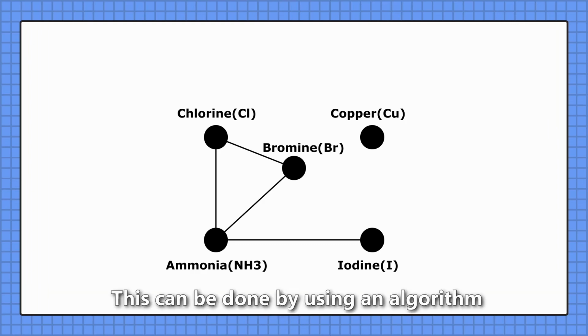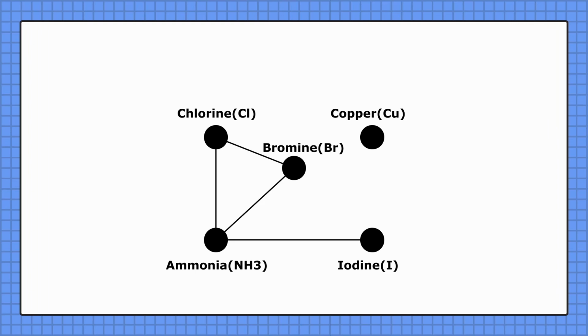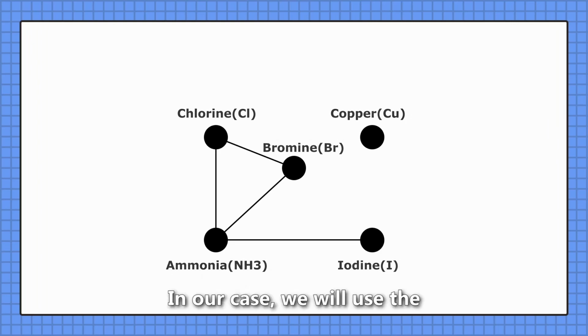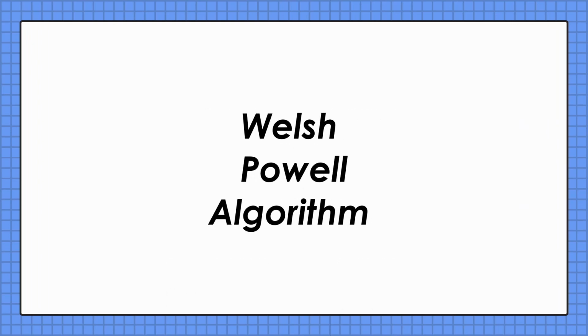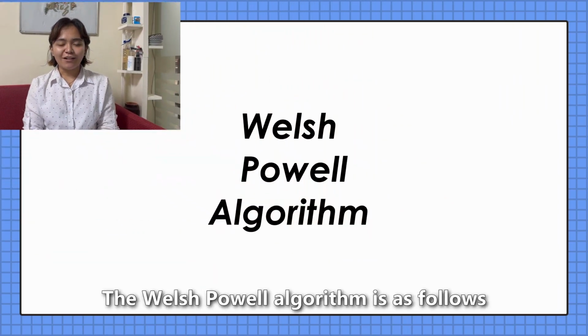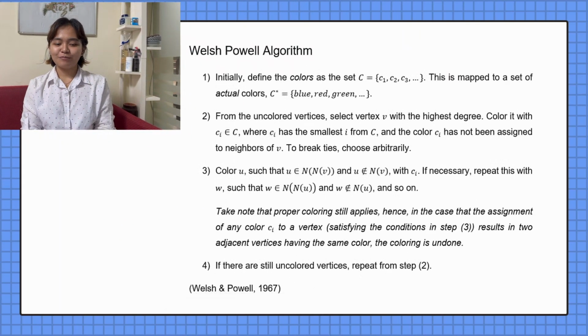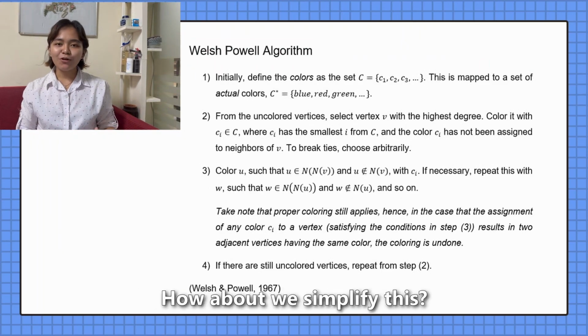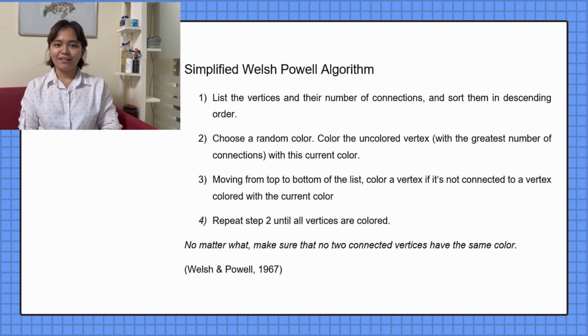This can be done by using an algorithm that can also minimize the number of colors. In our case, we will use the Welsh-Powell algorithm. The Welsh-Powell algorithm is as follows. Oh no, that's a lot of information. How about we simplify this? There, much better. Let's apply this to our problem.